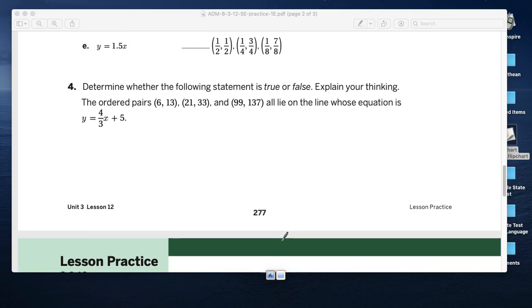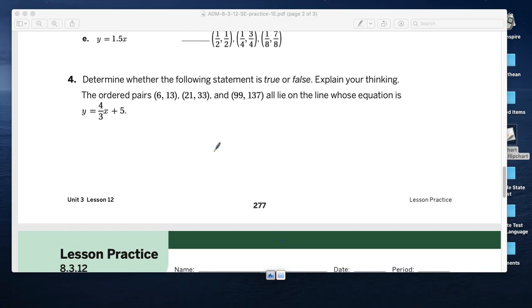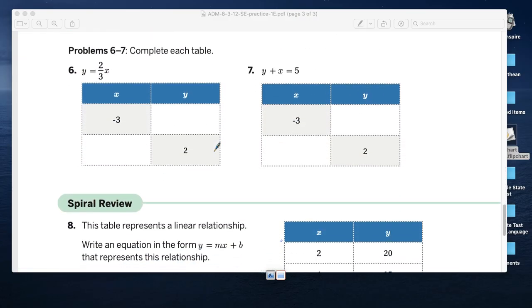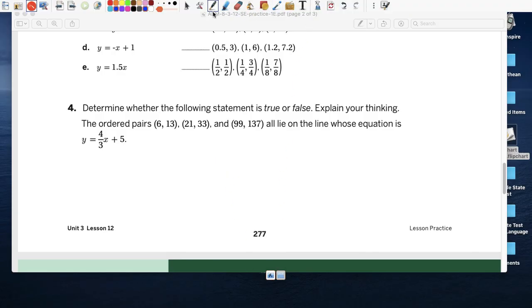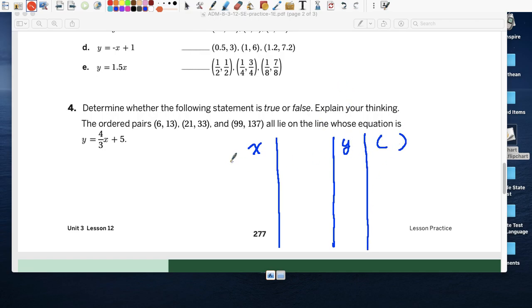Determine if the following statement is true or false. The ordered pairs all lie on the line whose equation is that. So let's actually do this one. Remember when we created a table? I don't know how many of you remember. We can create a table. And this is the y coordinate. And this is the ordered pair. This is what's happening to x, the rule. So for every x value, you're going to multiply by 4/3, right? And then you're going to add 5.